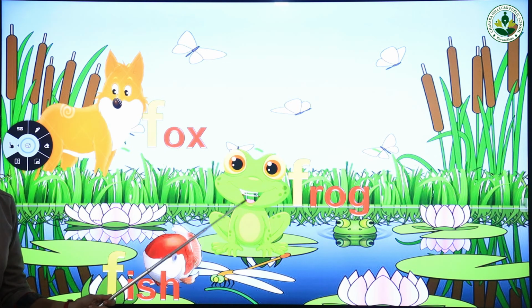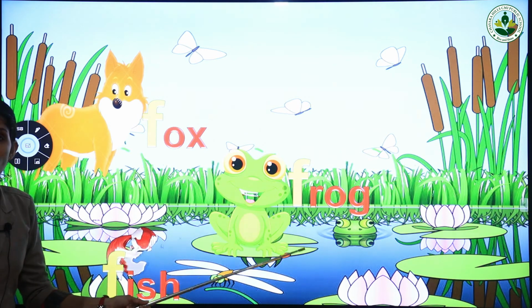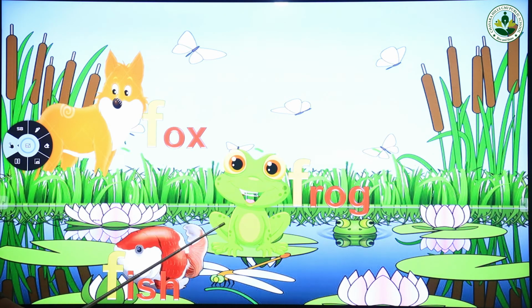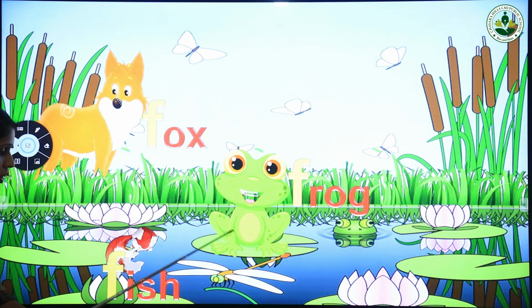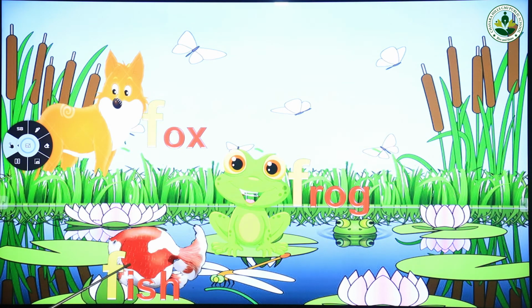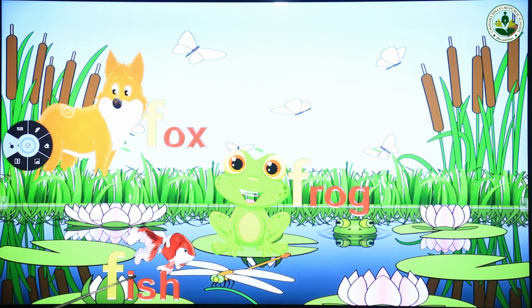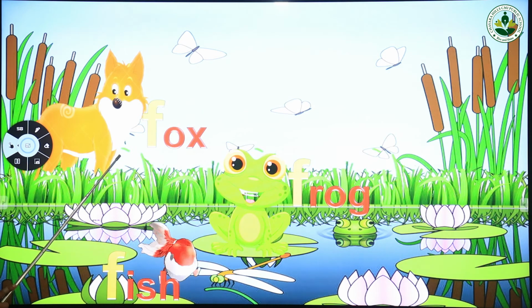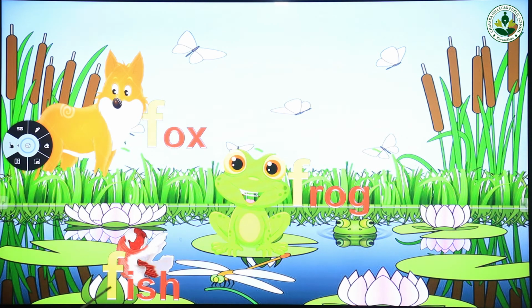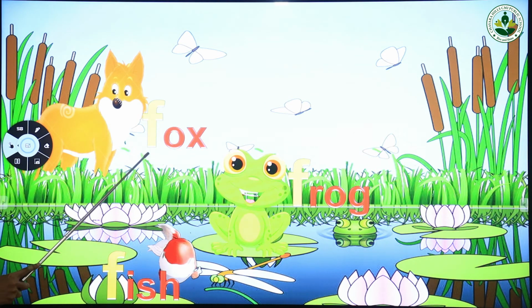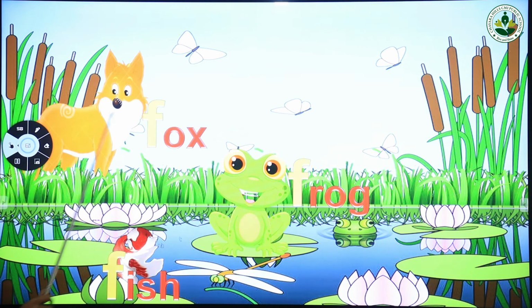And who is this? Yes, it's a frog. Who is this? Frog. Repeat after me. Frog. And we can see here a fish. Very good. What is this? Fish. Once again, fish. Very good. F is for fish. So children, repeat after me. Fox, frog, fish. Once again, fox, frog and fish.